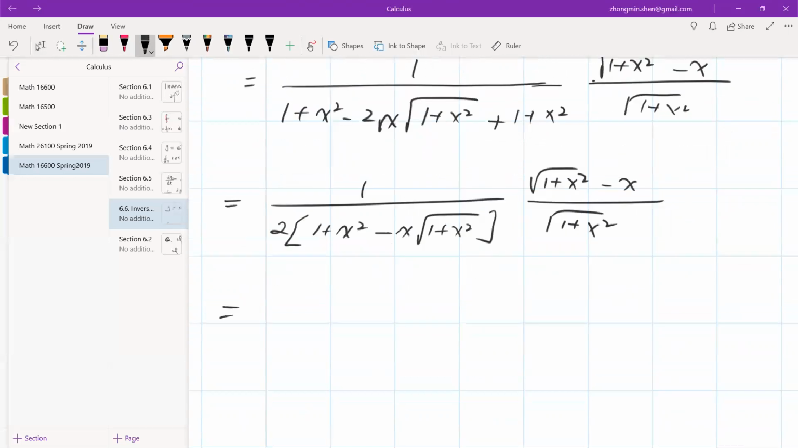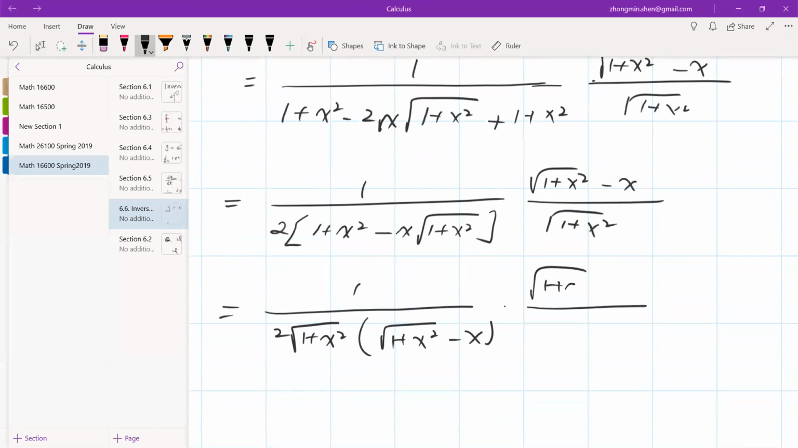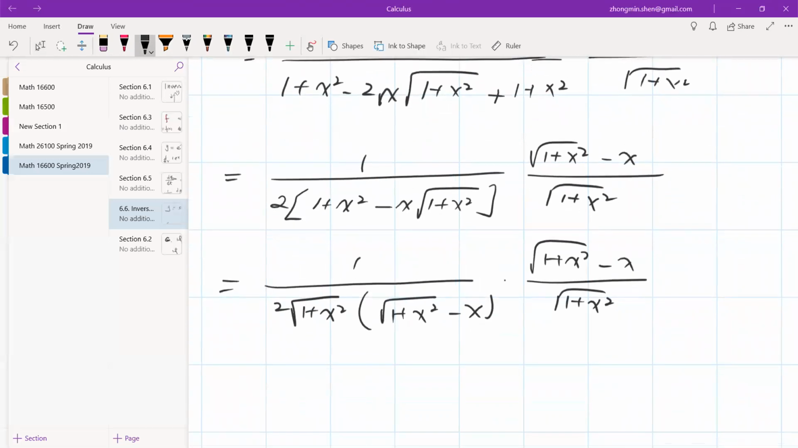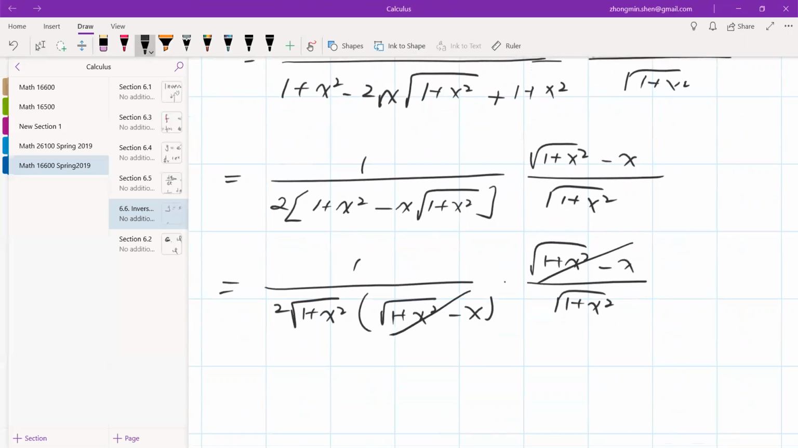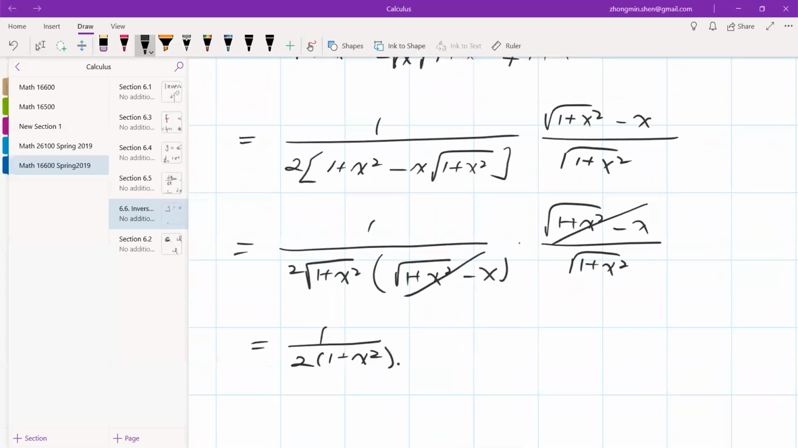All right, I think we can simplify. So what I'm going to do, I take the square root of 1 plus x squared out. Okay, so this cancelled out. The answer is very simple. Yeah, surprised. This answer is just equal to this.